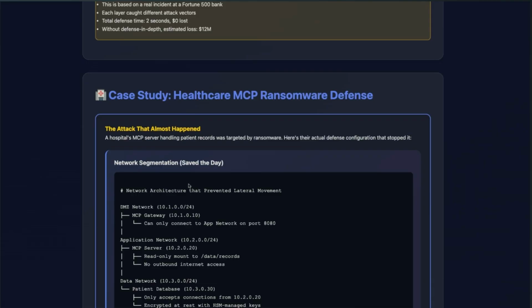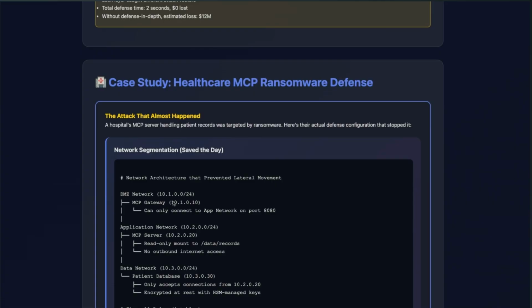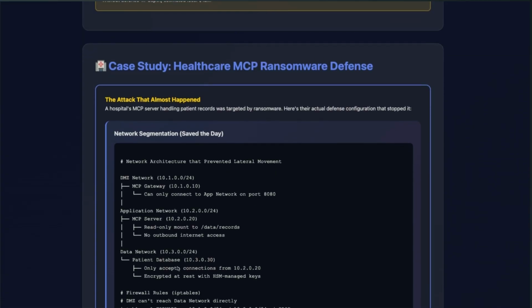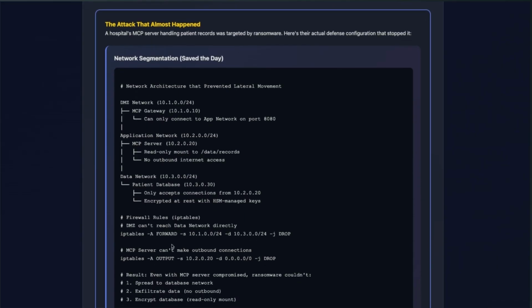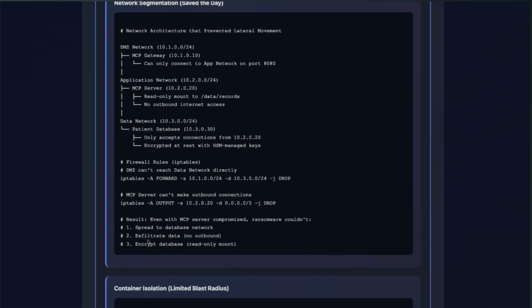Another one is healthcare MCP ransomware defense. The attack that almost happened: a hospital's MCP server handling patient records was targeted by ransomware. Here is the actual defense configuration that stopped it. On network architecture, they have not exposed it to the internet. They have it locally deployed, they have proper firewall rules configured, and there is no outbound data.